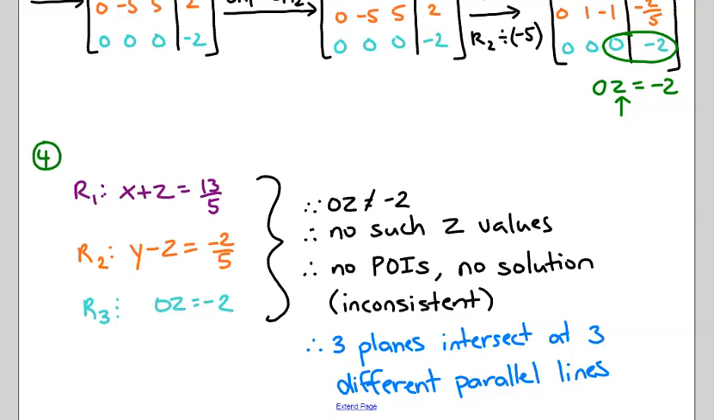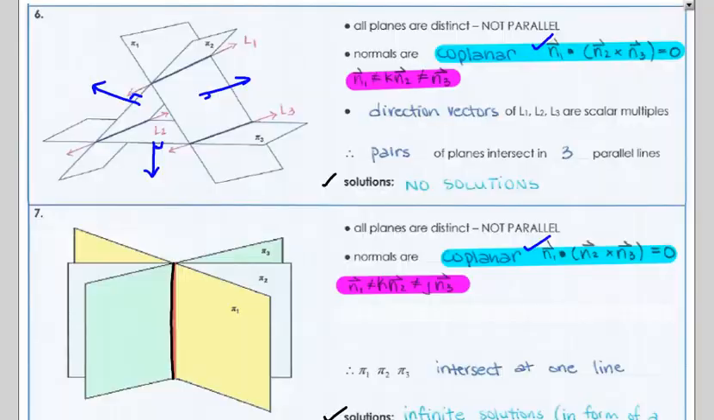Okay, so there are no such values for z that would make that work. There's no points of intersection. There's no solution. And therefore, this guy is case number 6. Okay, so let's just remind you what that looks like. Oh, sorry. Case number 6 is the one at the top. It's the only one that has no solutions. So all three of them are distinct from each other.